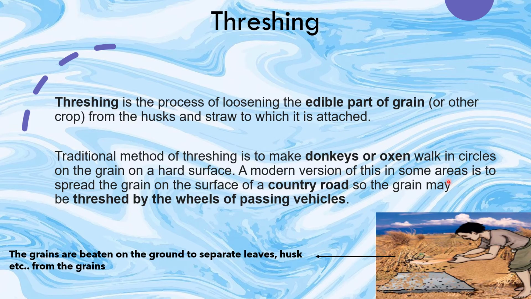A modern version of this in some areas is to spread the grain on the surface of a road so that the grain may be threshed by the wheels of passing vehicles. You can see the farmer is threshing, beating the stalk of the grain on the ground so that the seeds are being separated from the stalk.